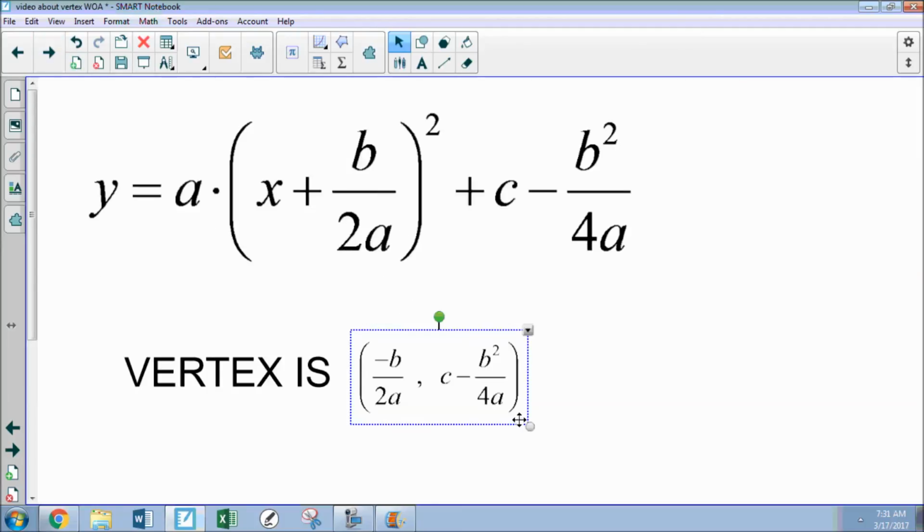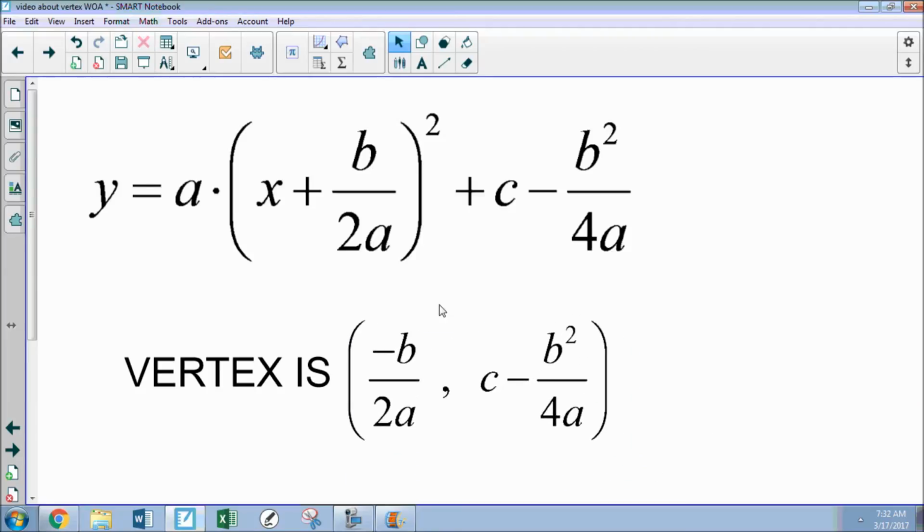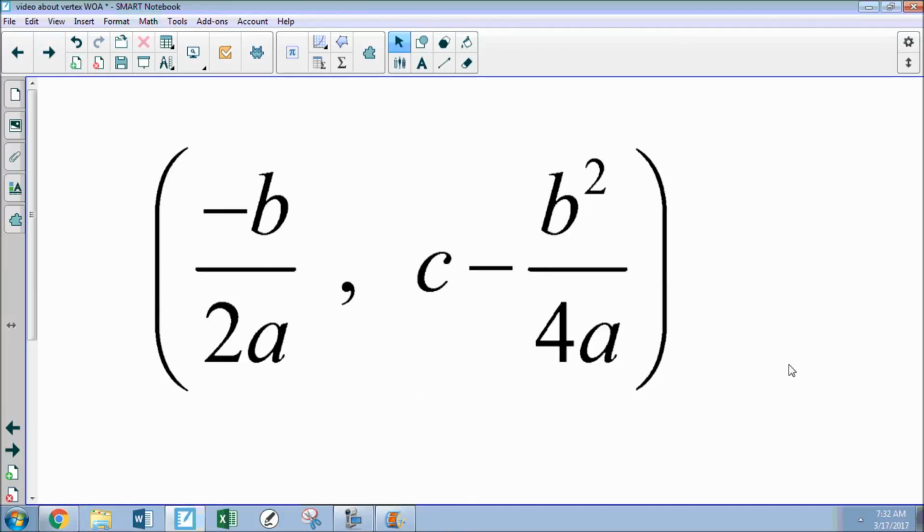The vertex will just be this negative b over 2a, because remember, inside the parentheses we're doing the opposite, comma, this whole big chunk of y-coordinate, c minus b squared over 4a. So we've got our vertex now. We've got our vertex to just be negative b over 2a, comma, c minus b squared over 4a.